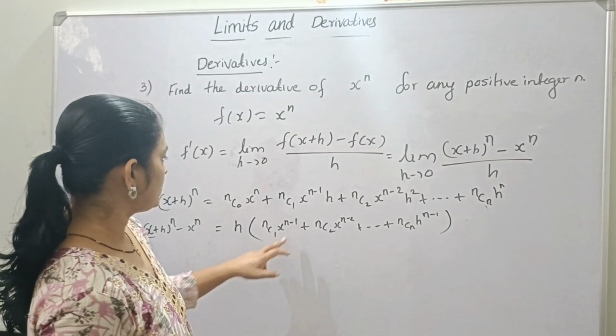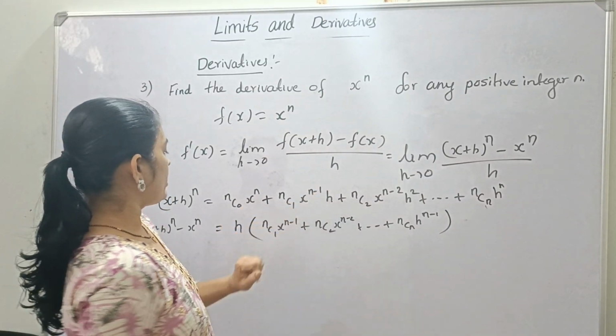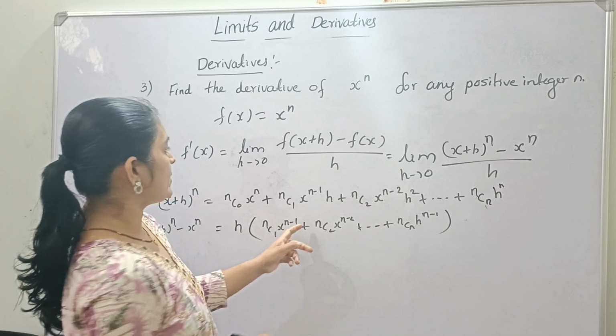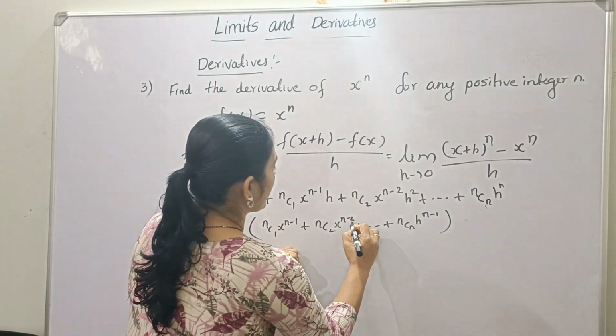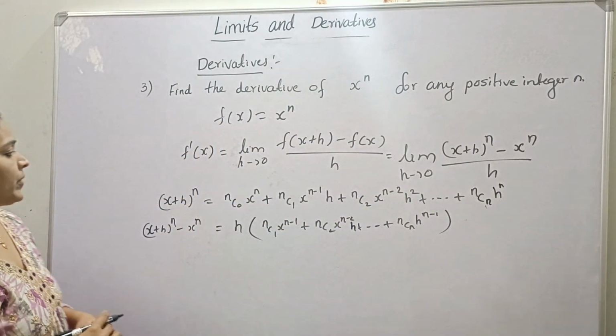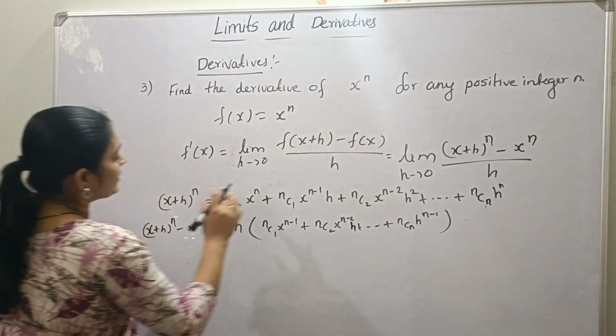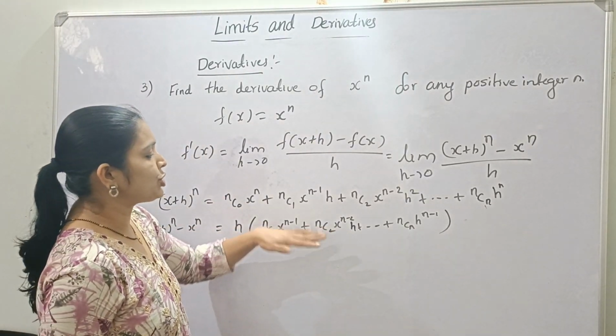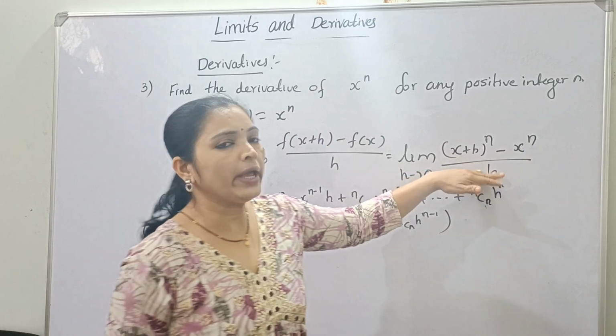So here x raised to n minus 1, h is there, right? One h is taken outside, divided by h. Now let us substitute this one here in our limit.